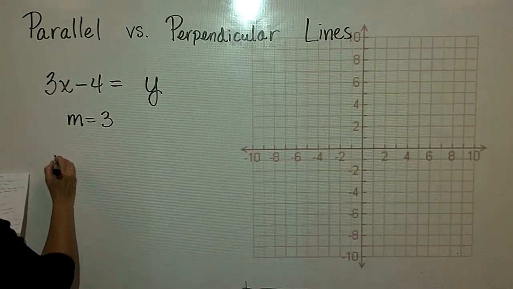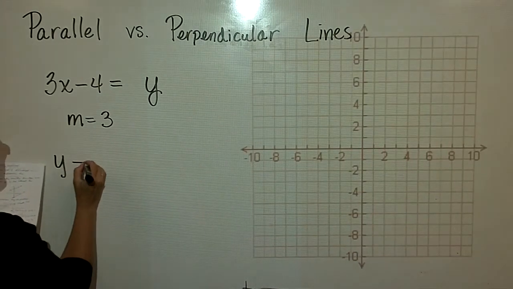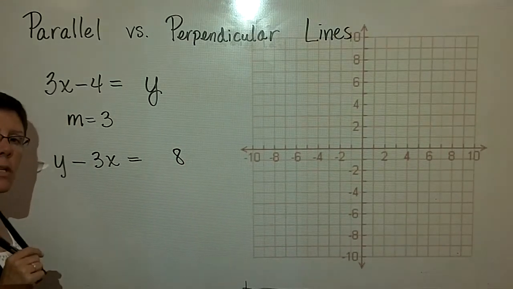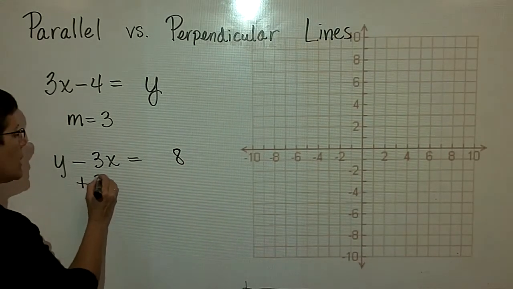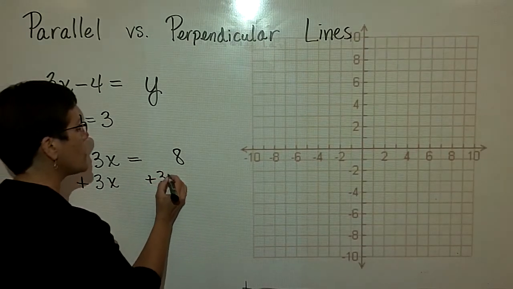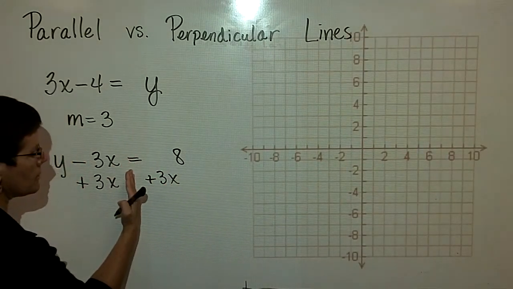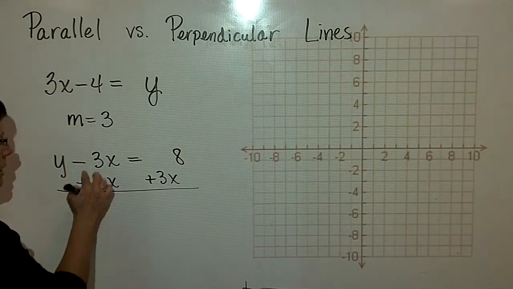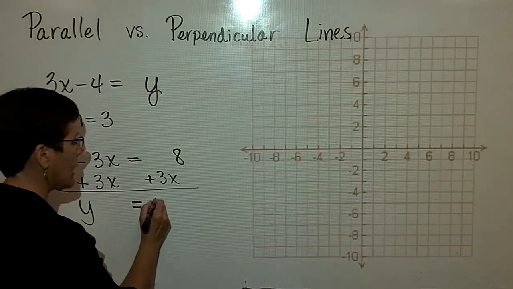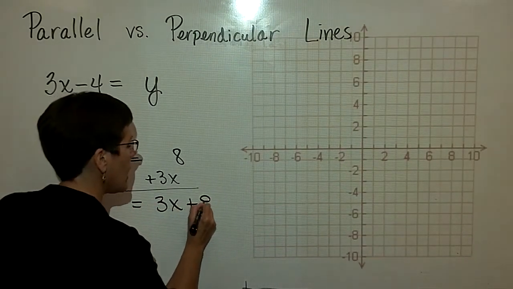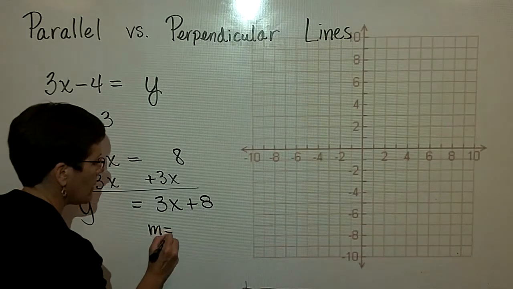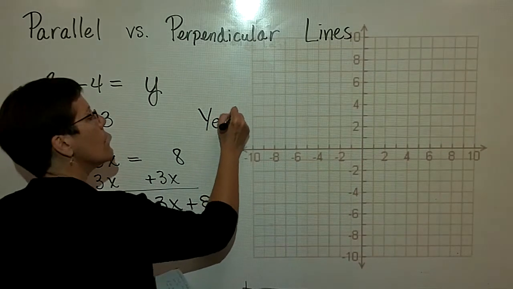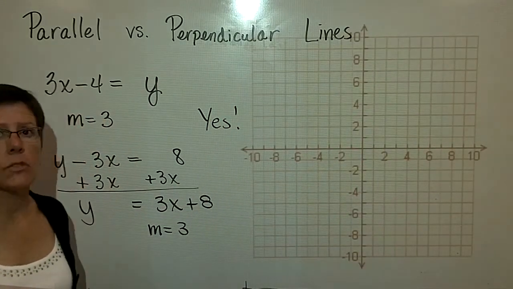And then let's take the second equation, which is -3x plus y equals 8. And I'd like to get this one in slope-intercept form. So in order to do that, I'm going to add 3x to both sides of the equal sign. And I have y all by itself here because those cancel out. And y is equal to 3x plus 8. The slope of this line is also equal to 3. So we can say, yes, the graphs of these two equations are parallel to one another.